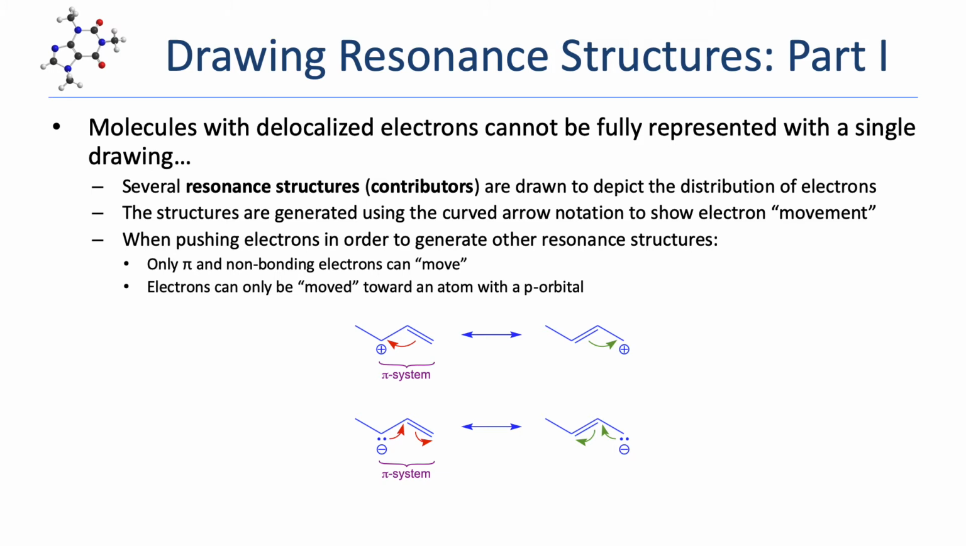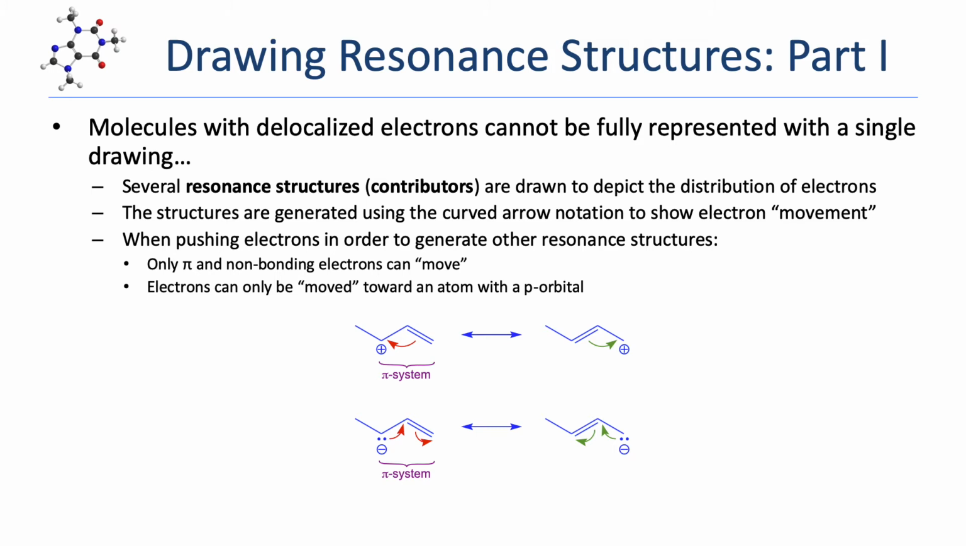When we draw the new resonance structure, again, all of the atoms are in exactly the same places they were in the original structure. The lone pair from the original structure is now a shared pi bond between the two center carbons, and the pi electrons from the original drawing are now deposited as a lone pair on the rightmost carbon in the new drawing. And because that rightmost carbon now has 5 electrons all to itself for formal charge purposes, it's now negatively charged.